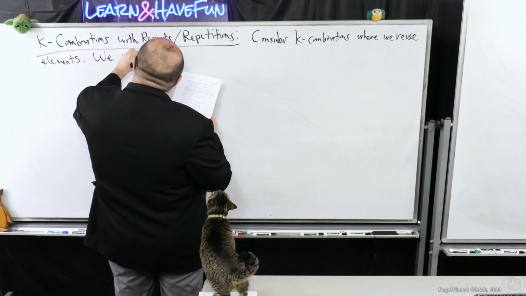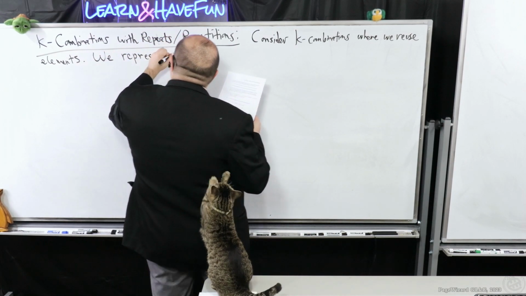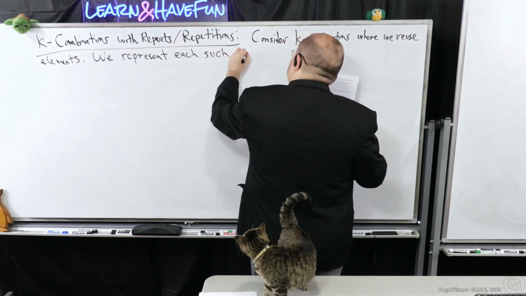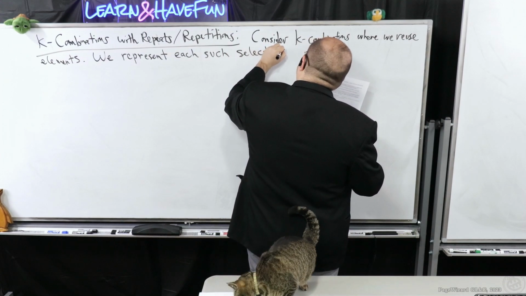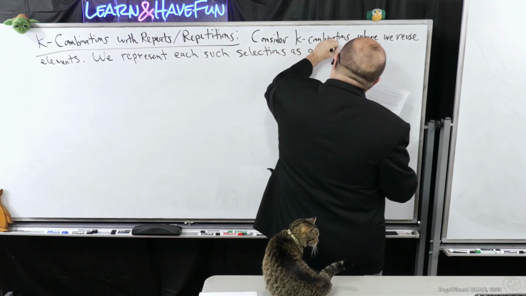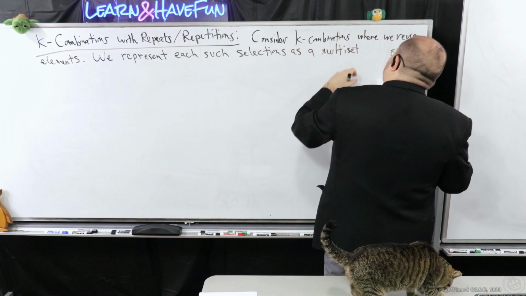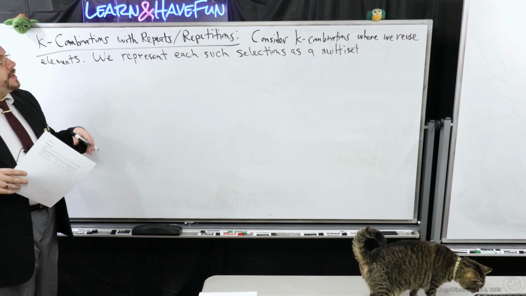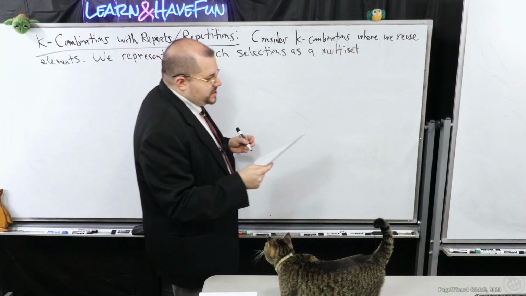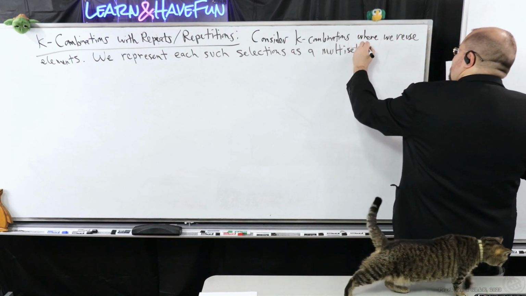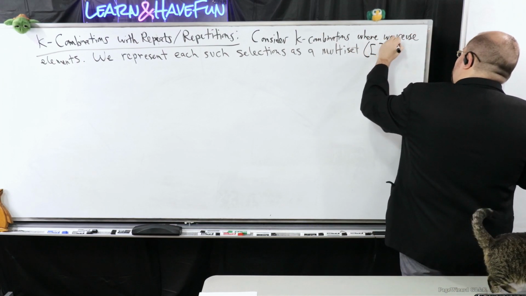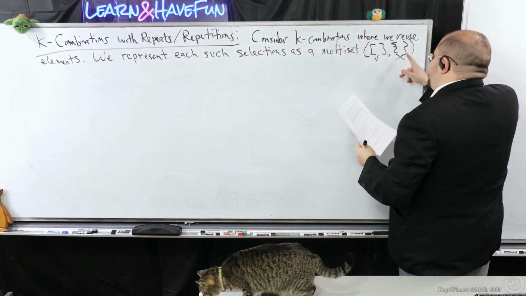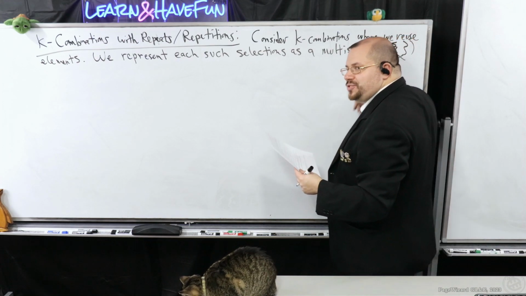So we represent each such selection as a multiset. A multiset is simply a set where you're allowed to include duplicates, and we count the duplicates. I write it slightly differently, just to keep it clear. We're going to use square brackets as opposed to curly brackets, because curly brackets indicate that no duplicates are allowed. This one allows duplicates.